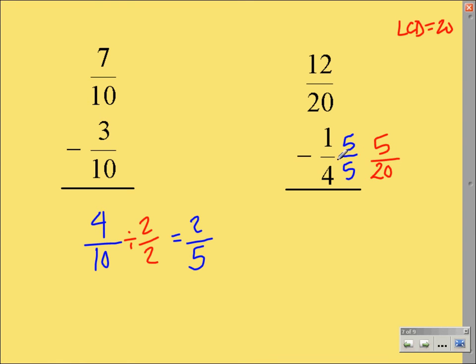So now I can go ahead and do my subtraction with the denominator of 20. 12 take away 5 is 7. And since this is in its fully reduced form, we are finished with this problem.